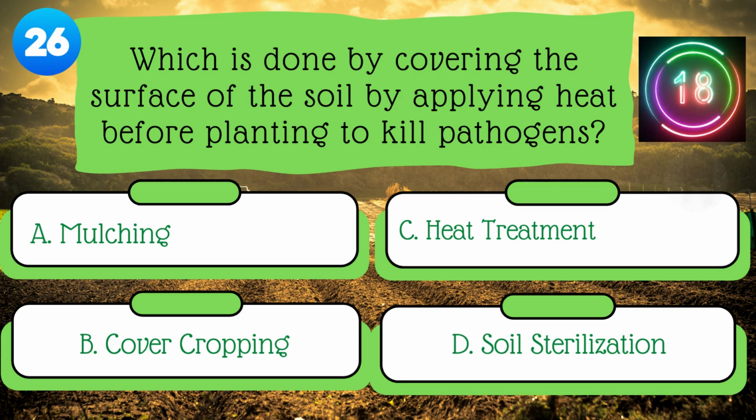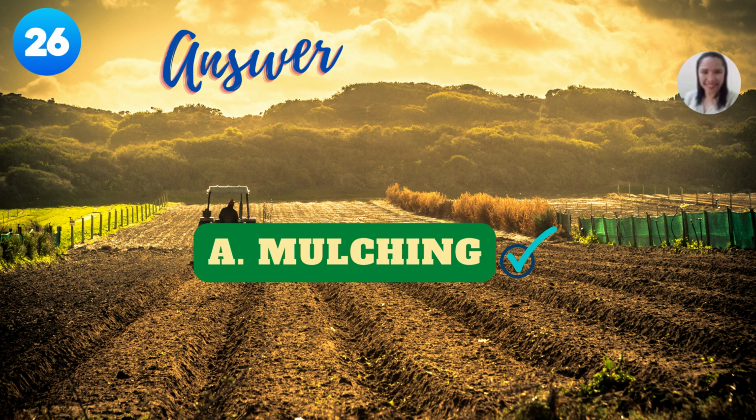26. Which is done by covering the surface of the soil by applying heat before planting to kill pathogens? A. Mulching. B. Cover cropping. C. Heat treatment. D. Soil sterilization. Mulching is a widely practiced gardening technique that is beneficial for plants when done properly. It is the act of covering the soil with mulches such as bark, wood chips, leaves, and other organic material in order to preserve moisture and improve the condition of the soil.